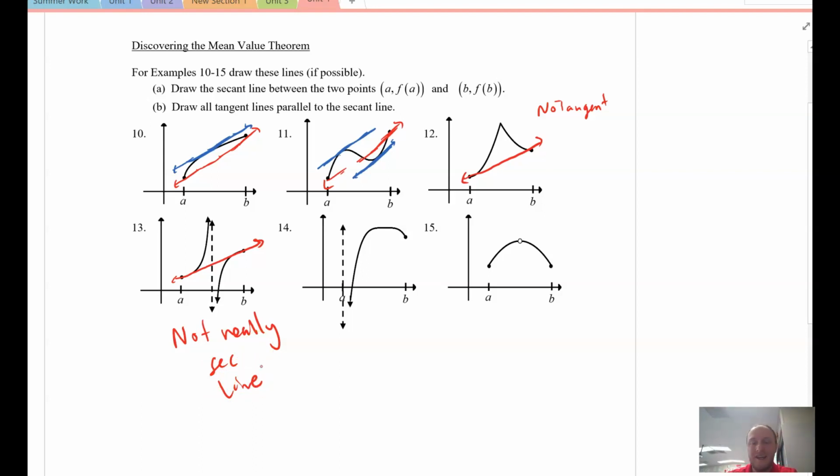For 14, I can't draw a secant line because f of A is on a vertical asymptote, so I don't have a point. And then for 15, there's A and B, but where we would have a tangent line that's parallel, I have a hole there. So again, there is no tangent line. I hope you picked up on some ideas there.